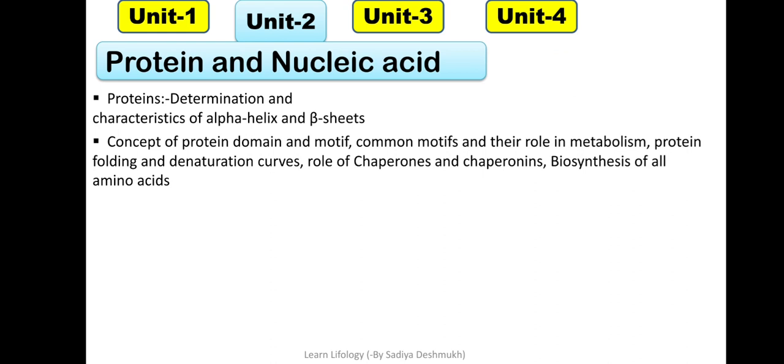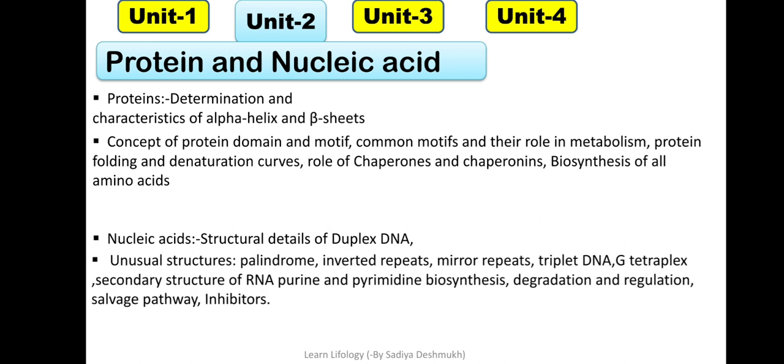Then the concept of protein domain and motifs, common motifs and their role in metabolism. Then protein folding and denaturation curves, role of chaperones, chaperonins, and biosynthesis of all amino acids. This is quite a lengthy portion, but questions are asked most commonly, you can say the questions are asked from this part. Then nucleic acid, their structural detail of duplex DNA.